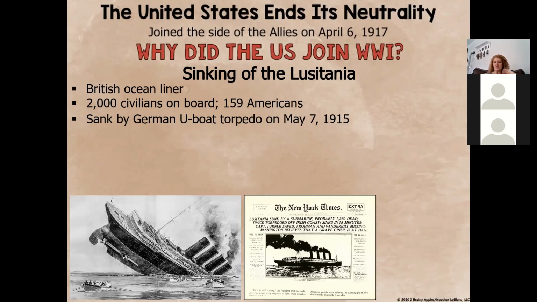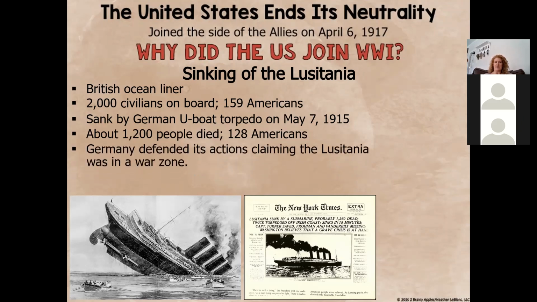And so, of course, Germany knows that this is occurring. And so they began to do things to punish America for supporting the Allies. They sank a ship called the Lusitania. It's a British ocean liner. It's got 2,000 civilians on board, and 159 of them are Americans. The Germans sink that with a torpedo shot by a U-boat, which is the earliest submarines. About 1,200 people die. 128 of those are Americans.